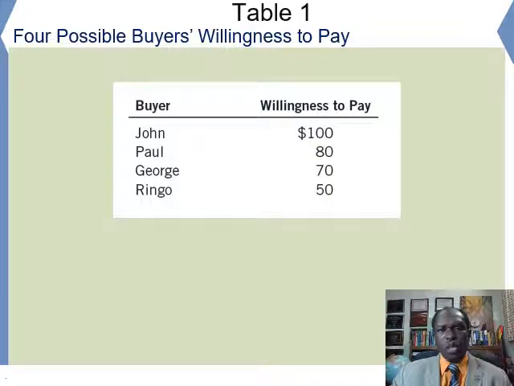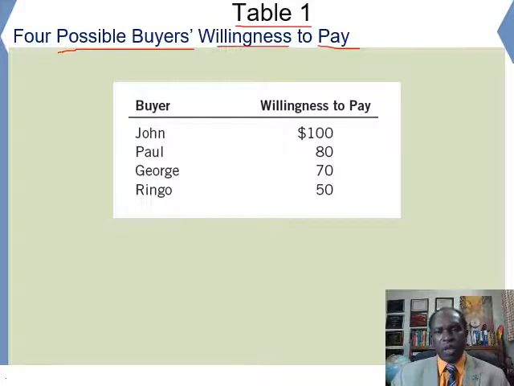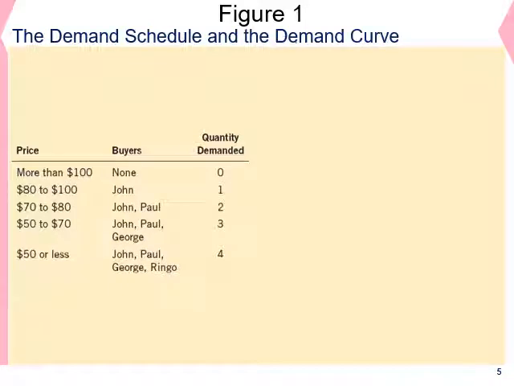Table 1 shows the four possible buyers' willingness to pay for Elvis Presley's first album. So John is willing to pay up to $100 for the Elvis Presley first album, Paul up to $80, George up to $70, and Ringo up to $50. Figure 1 shows the demand schedule and the demand curve.